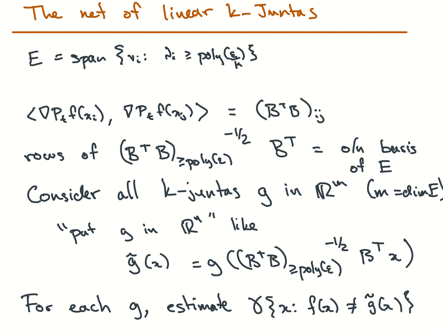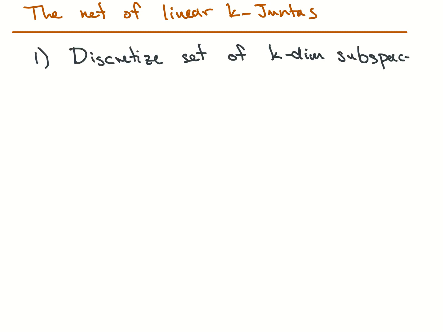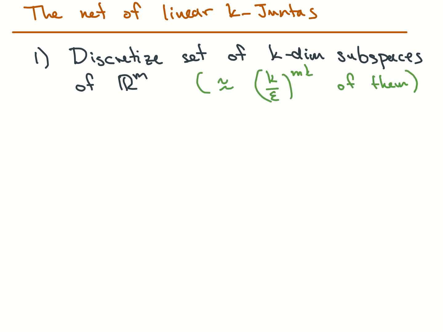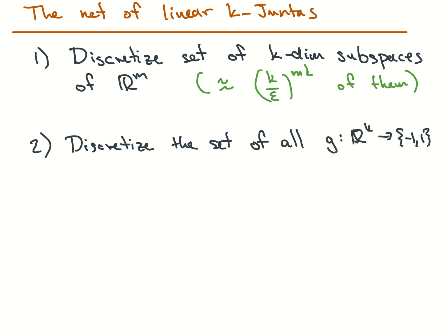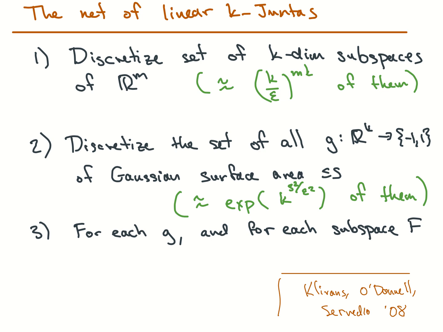So the first thing that we do to enumerate all of the linear k-juntas in R^m is we find the set of k-dimensional subspaces in R^m, and we find a very fine discretization of it. There are about (k/epsilon)^(mk) of them, and remember that m, which is the dimension of E, is poly(k/epsilon). Then we enumerate over all functions with Gaussian surface area at most s on R^k. There are about e^(k·s²/epsilon²) of them. This has been known for a while. And for each of these k-juntas and for each of these subspaces, we get a linear k-junta in R^n, like this.